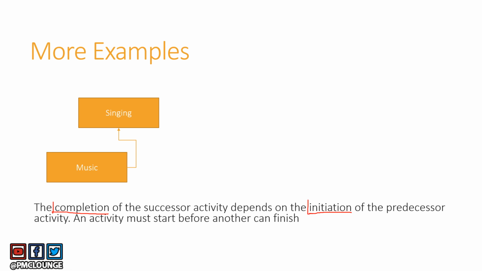Another point is an activity must start. So this is one activity. It should start before another can finish. And the example here is, to begin singing, music must already start. So music has started and only after that a song can begin, right? So this is an example which is a bit confusing, I can understand, but this example is also quoted in the PMBOK guide, so I thought of taking this example up. But this is also another definition and another example of the start to finish dependency.